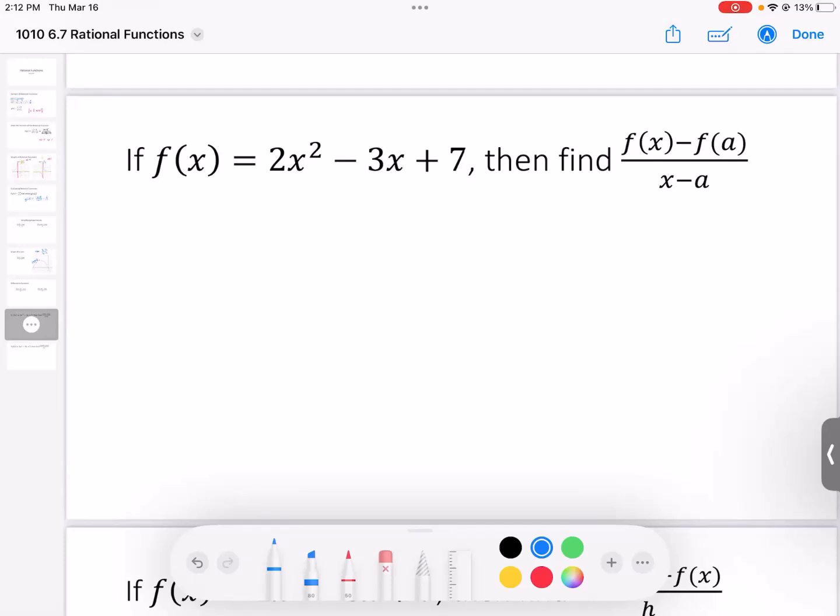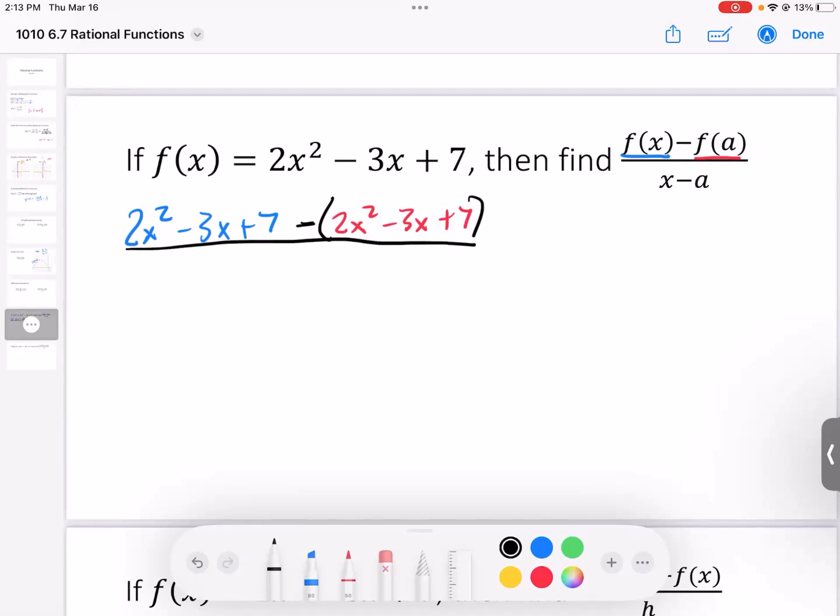So I just need to go and evaluate each piece of this. So this first part, f of x, tells me to input an x into the function f. So when I do that, I'm going to get 2x squared minus 3x plus 7. Then I'm going to subtract f of a, which means that I'm going to input an a into the function. So when I input an a into the function, I get 2x squared minus 3x plus 7. But I'm subtracting this whole thing. I'm subtracting f of a. So I'm going to have to distribute that negative to those parts. And then that whole thing will be over x minus a.